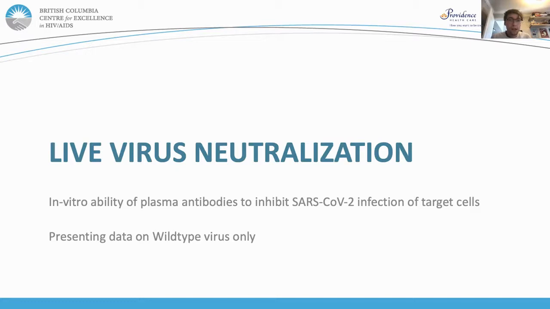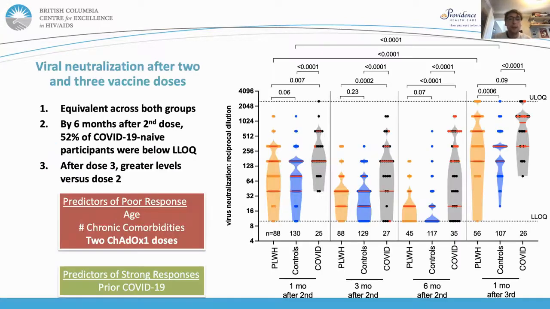Moving on to live virus neutralization. This is looking at the ability of plasma antibodies to inhibit infection of target cells, and this is looking at wild type virus. In this figure, the higher you are on the y-axis, the better your viral neutralization is. And here we actually see that people living with HIV mount equivalent viral neutralization compared to controls. There is no difference between those groups, although people who've experienced COVID have better neutralization.